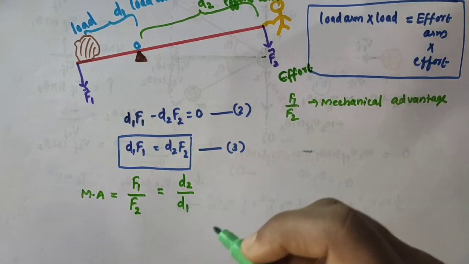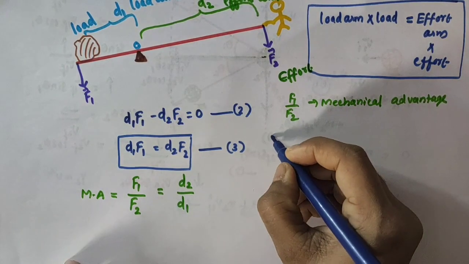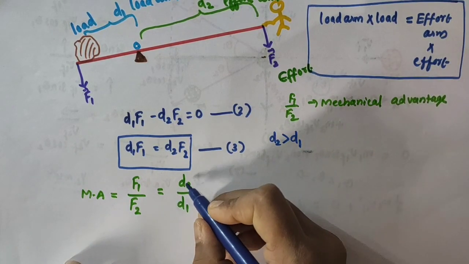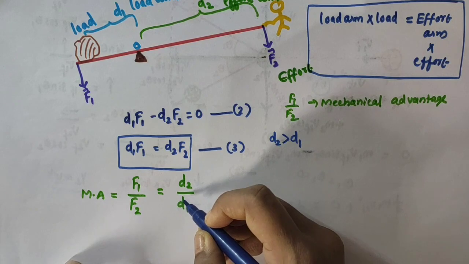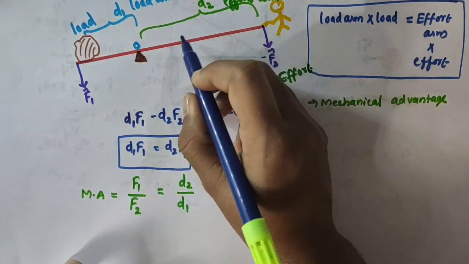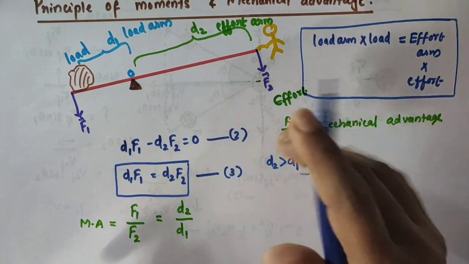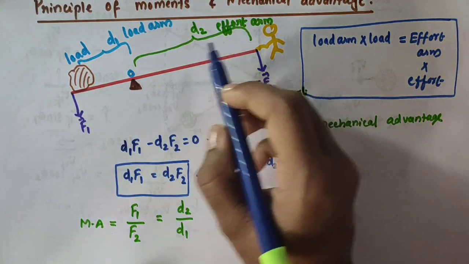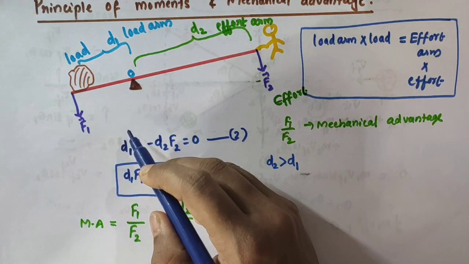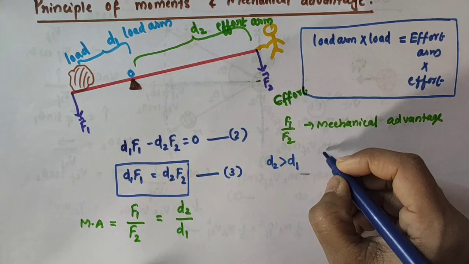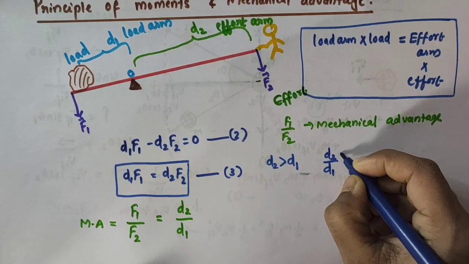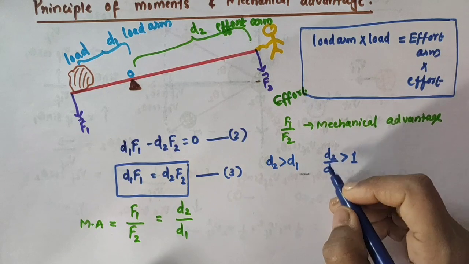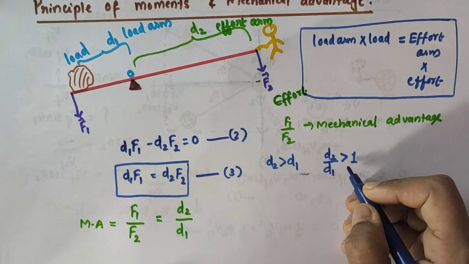Now, if D2 is greater than D1, where D2 means effort arm and D1 means load arm, so if the effort arm is greater than the load arm, then the ratio D2 by D1 would be greater than 1.